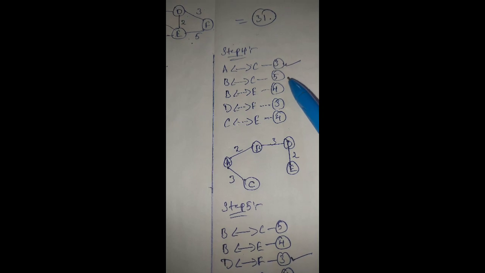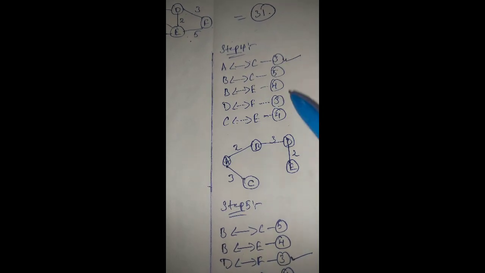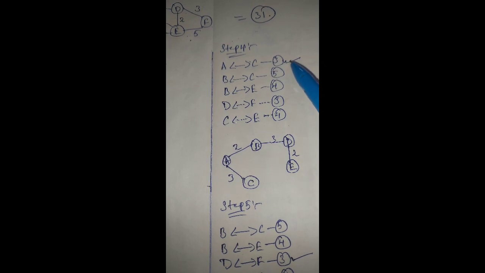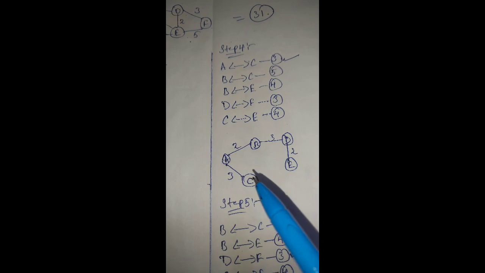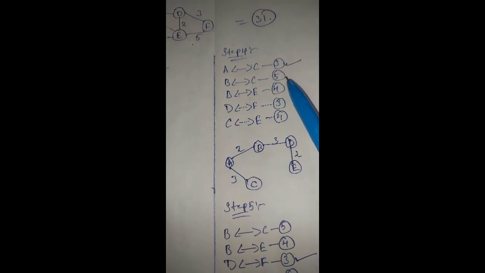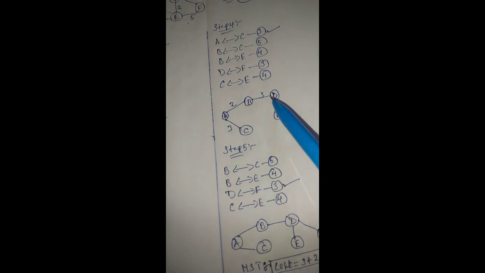So all the remaining edges I have taken here, and the least value is 3 for A to C and D to F. So here I am selecting A to C. You can select D to F also, but you have to see whether the graph is containing any cycle or not. Okay, here I am taking A to C. So by taking this, I am continuing the graph, I am connecting A to C here. So with A to C, the graph forms like this.